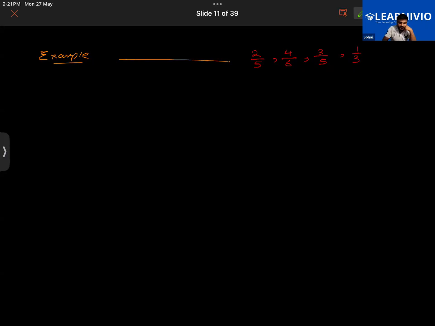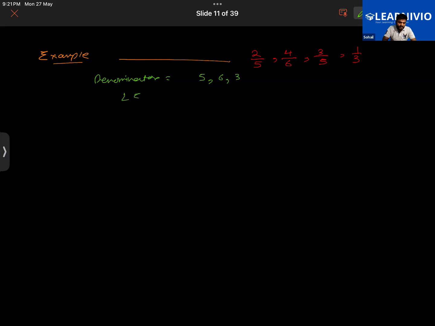What are the numbers in the denominator? 5, 6, 5, 3. We take them only one time. If they are repeated, do not take them. Now just take 5, 6, and 3. 5 is repeated, so we are taking it only one time. So the numbers in the denominator are 5, 6, and 3.